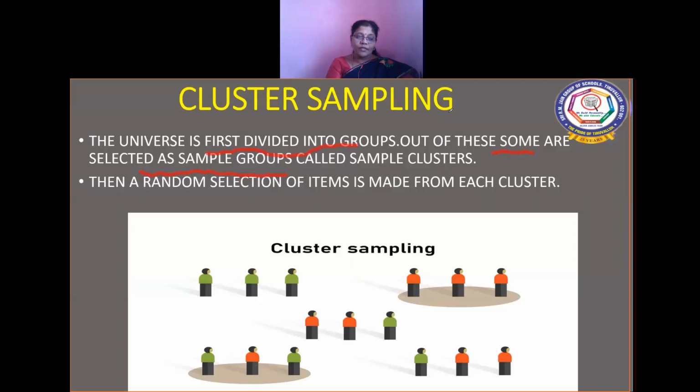In this situation, instead of drawing samples from all factories, some of these factories may be selected as samples and then a sample drawn from each factory. So the sample so drawn may be 100% or less depending on the requirements of the survey conducted.